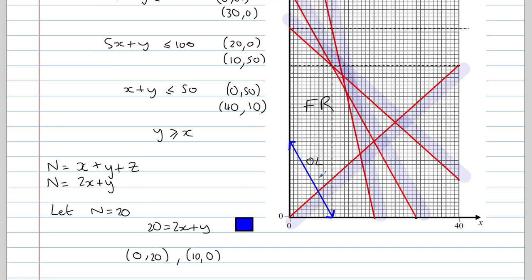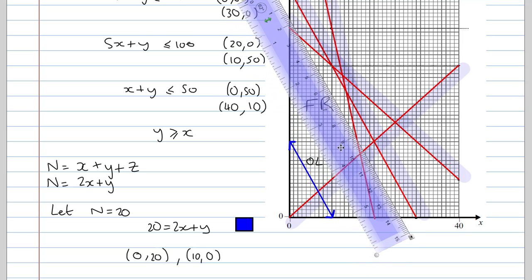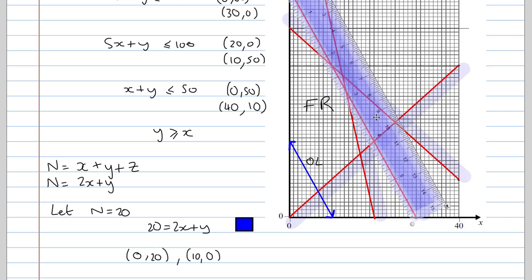Now that I've got my objective line, I can use it to find the maximum number of widgets that I could make. To do that, I take a ruler and I align it with my objective line, and I move it upwards, keeping it parallel, until I find the last point where it leaves the region. So it's left at the top and the bottom, but it's still in at the middle, and as I get towards the end it's going to be up here. And unlike many linear programming problems in this module, it doesn't actually leave the region at a specific point because my objective line is parallel to one of the constraints.